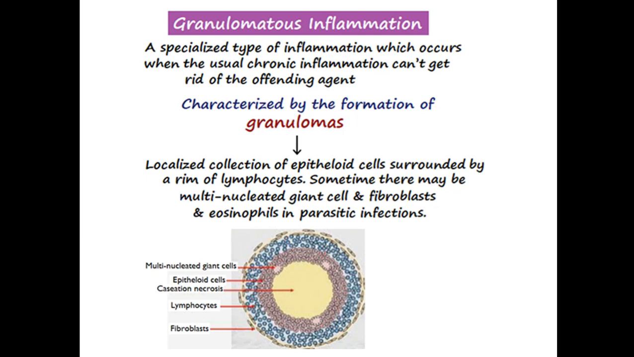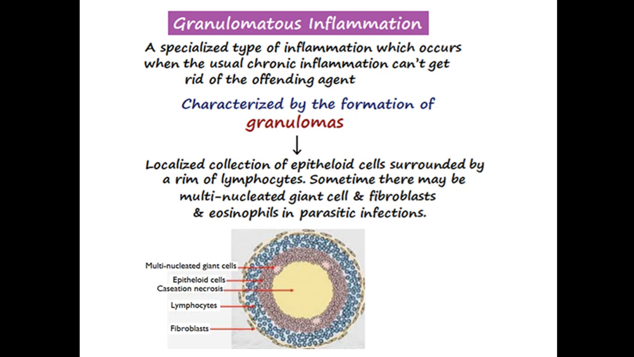Now, why granulomatous inflammation occurs is like chronic inflammation. When the acute inflammatory reaction is unable to solve the problem, or in acute inflammation, if the inflammatory cells are unable to kill the invading agent, then a specialized type of inflammation is required. So when we say granulomatous inflammation, it is a specialized type of inflammation which occurs when the usual chronic inflammation can't get rid of the offending agent.